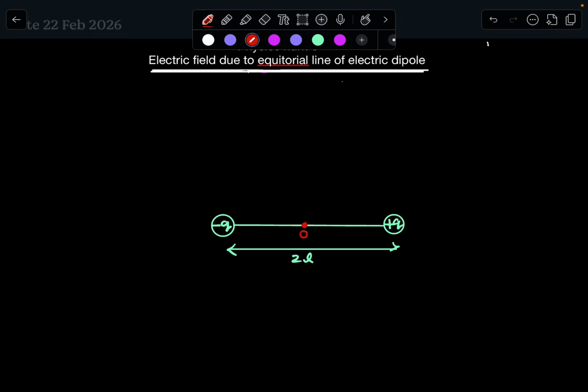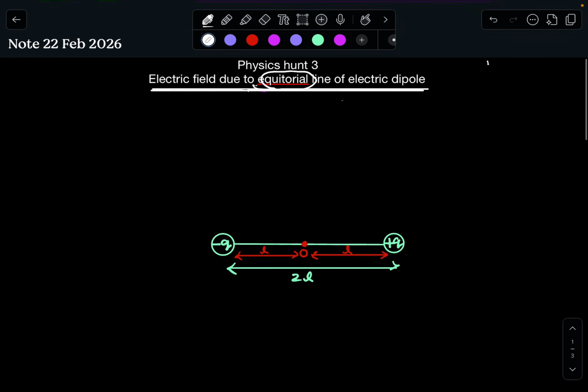Now from the negative charge to the midpoint, the distance I'm taking is L. Again from the midpoint to the positive charge, the distance is also L. So according to the derivation, we are going to calculate the electric field due to the equatorial line. That means there is a point P which is located exactly perpendicular to the center. At this point we are going to calculate the electric field.